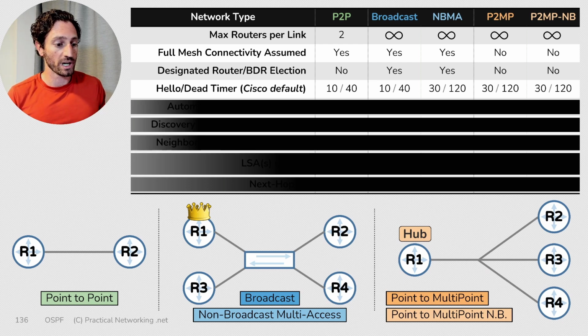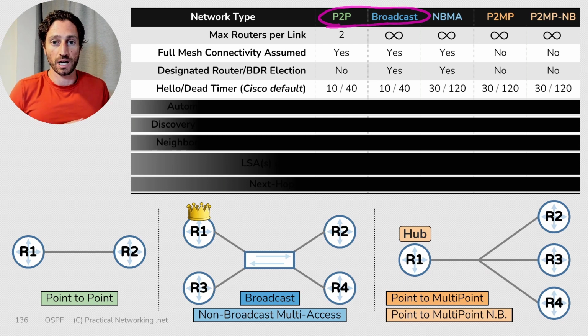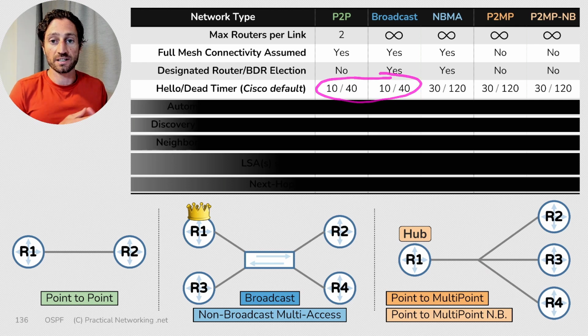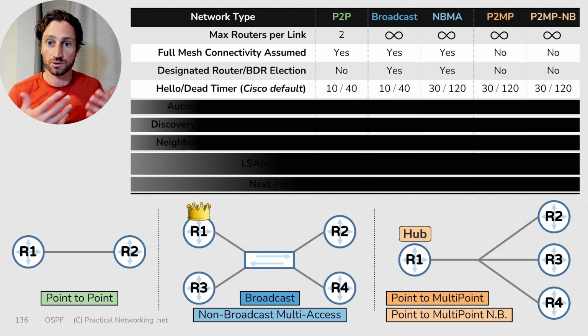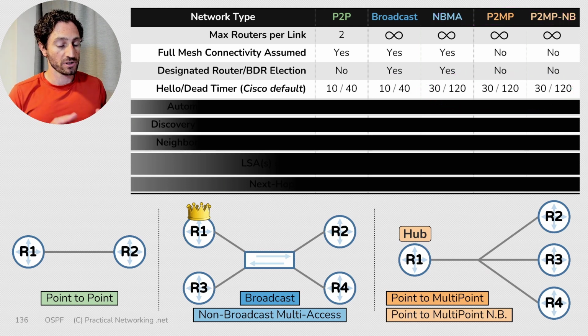One way or another, the way I like to remember this is that these normal, more common network types, point-to-point and broadcast, use the faster default hello and dead interval timers of 10 seconds and 40 seconds respectively, and all these other weird ones use this higher one of 30 seconds and 120 seconds. So that's just another small difference between the different OSPF network types. This next difference, however, is a little bit more significant.